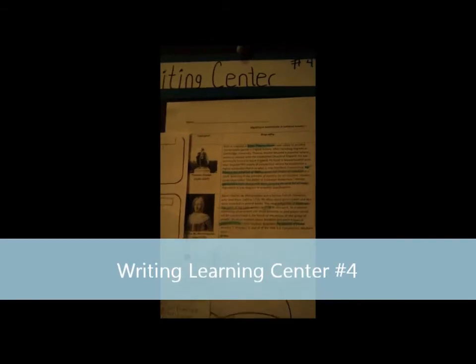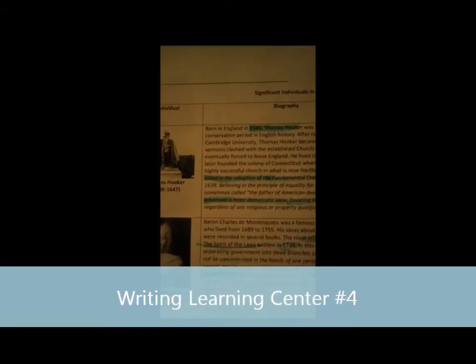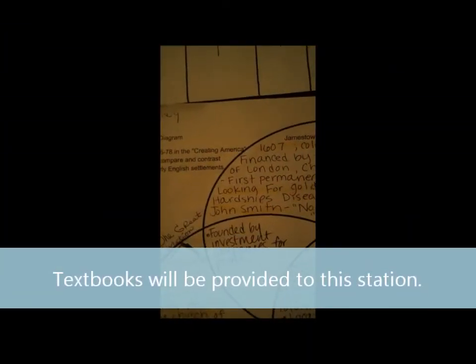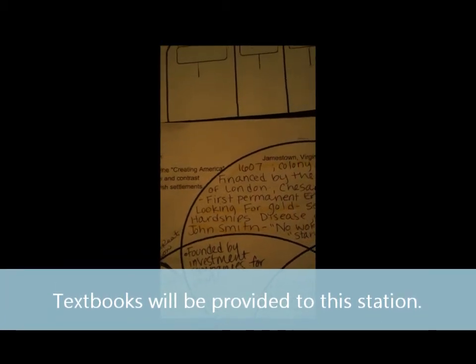The fourth learning center is the writing center. They're going to take notes. They're going to read the biography of individuals like Thomas Hooker, William Penn, Charles de Montesquieu, and then they're going to answer these questions. Okay, and then these are the same people that were involved in the settlement, so they're going to come over here to the Venn diagram and they're going to compare and contrast. They're going to use a textbook at this station on pages 71 and 76 through 78.